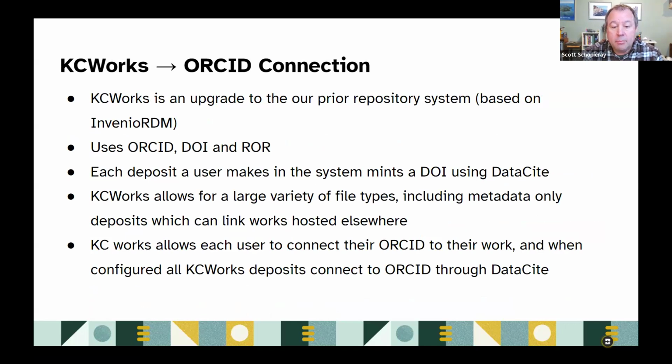But like I said, some of the other exciting things that are happening with this is we have the upgrade to KC Works, which makes use of ORCID within authors. It does mint a DOI, as I suggested, through DataCite, and it also makes use of ROR data for institutional affiliation. So you can see that in practice of some of the things that John and Sheila were both talking about within the system.